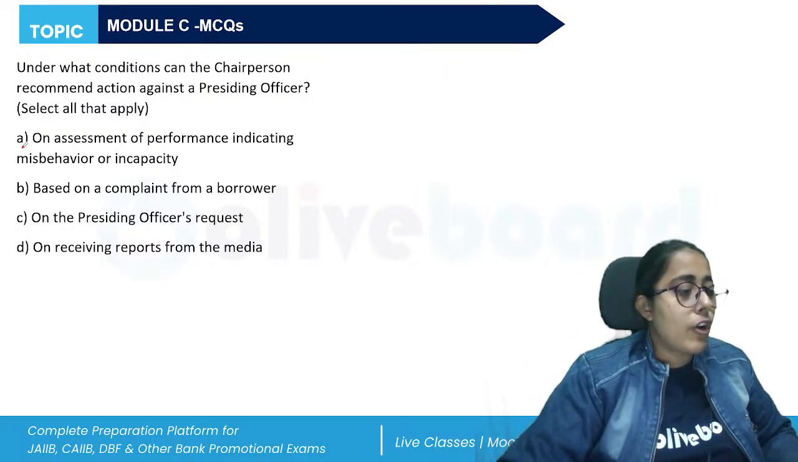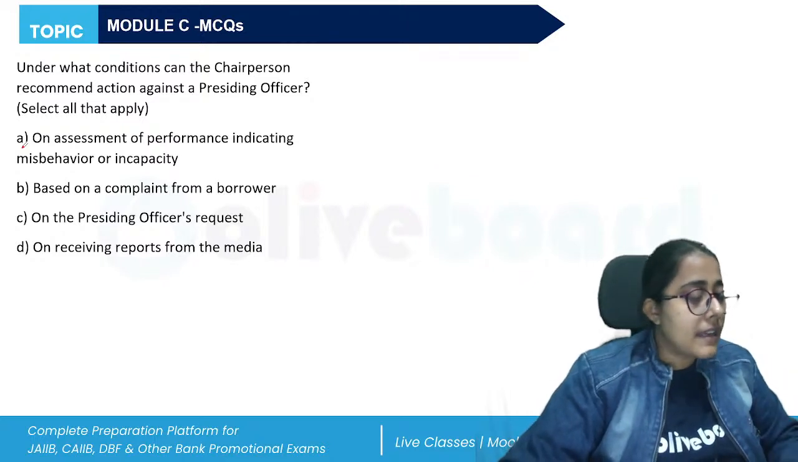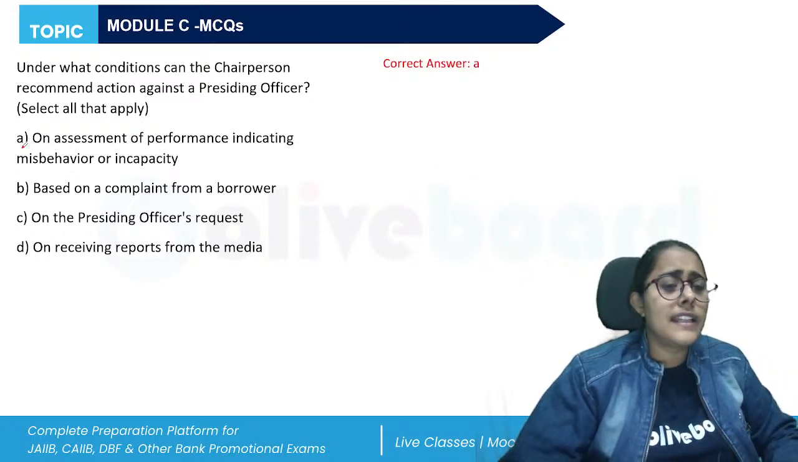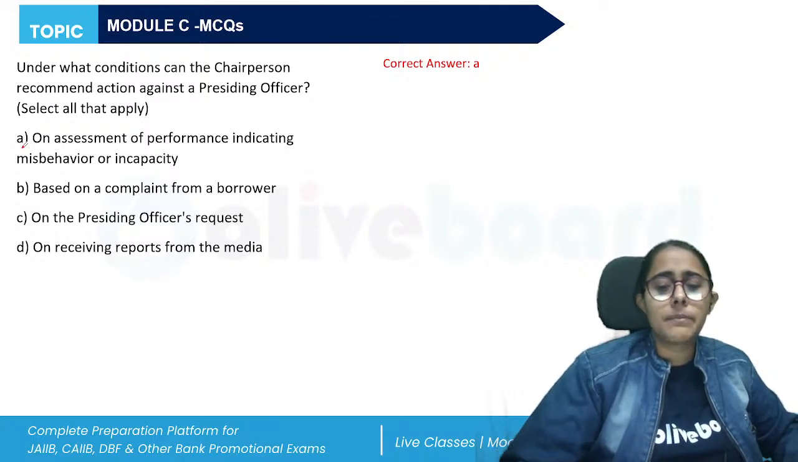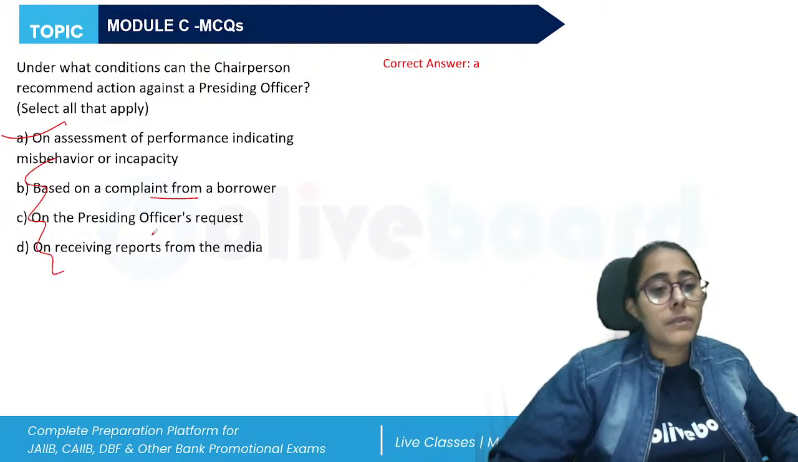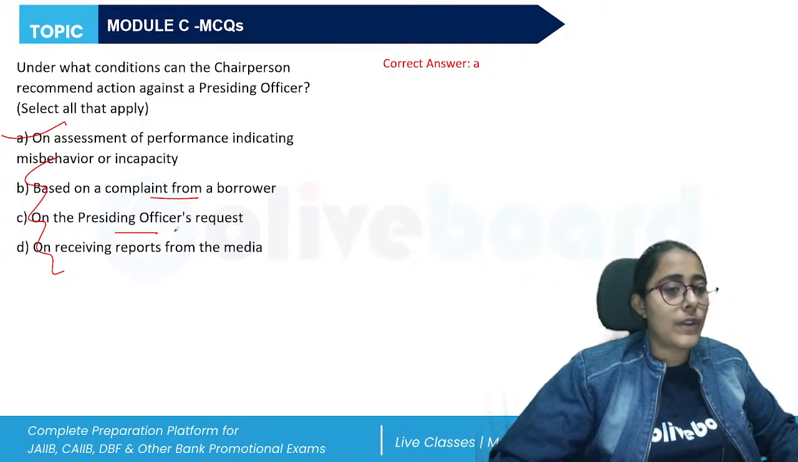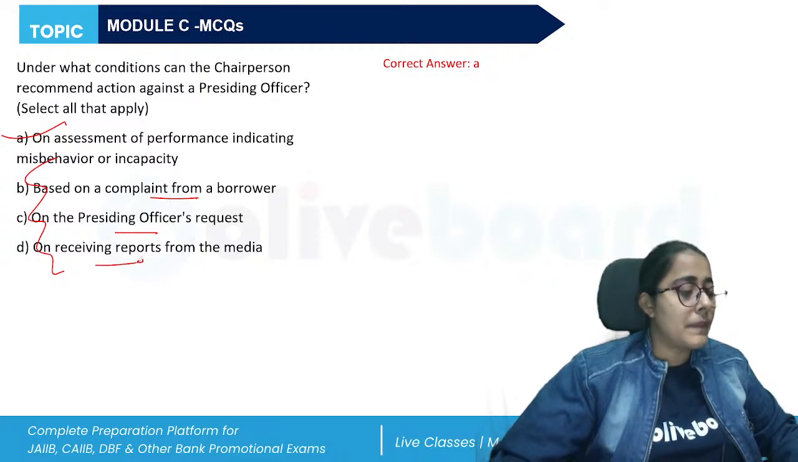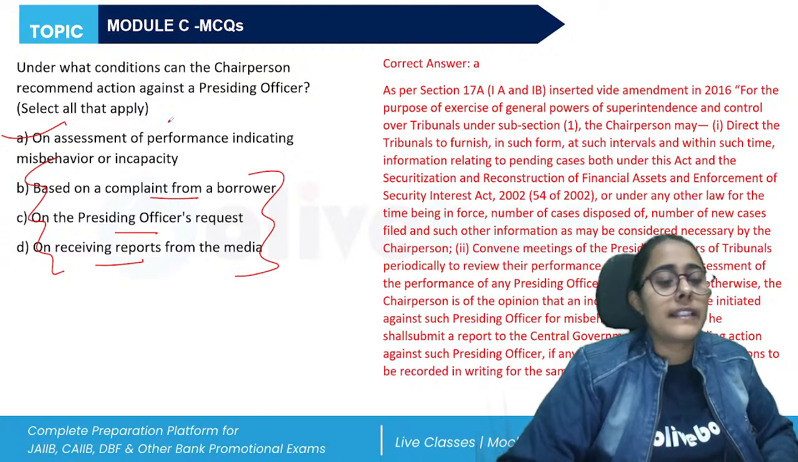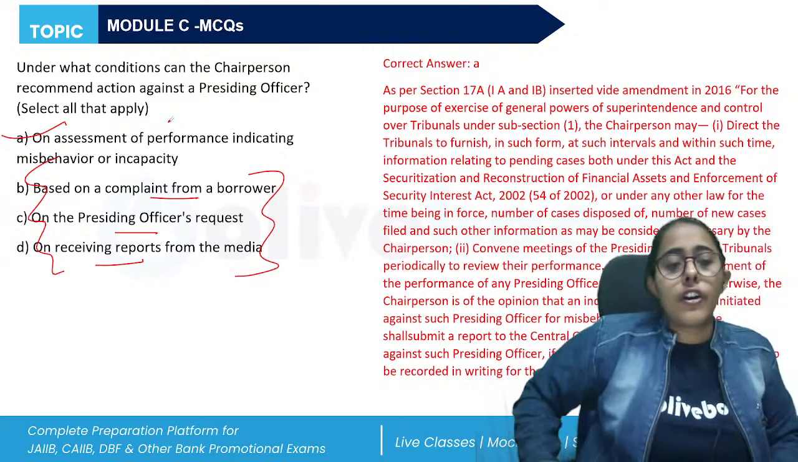So, in which of the following circumstances can a complaint be made against the presiding officer? The correct answer is obviously A, on assessment of performance. The rest of the options B, C, and D are quite vague. Why would it be on the complaint of a borrower, or why would the presiding officer themselves request it, or reports from the media? These are very vague. So the correct answer is on the assessment of performance indicating misbehavior or incapacity.